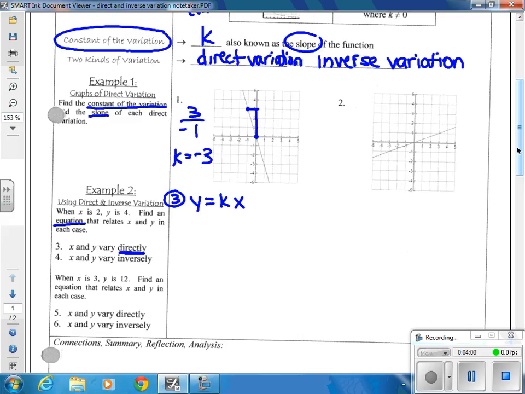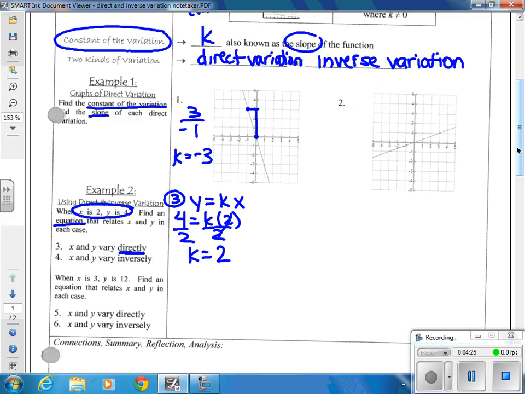In order to write an equation where the value of k is a number, you have to figure out what the value of k is. So this is where we're going to use the given statement of x is 2 and y is 4. We're going to plug in those values in the correct spot. So we have 4 equals k times 2. To solve this for k, we would divide by 2, and we find out that the k value is 2. Now that's the value of k, but that's not the equation.